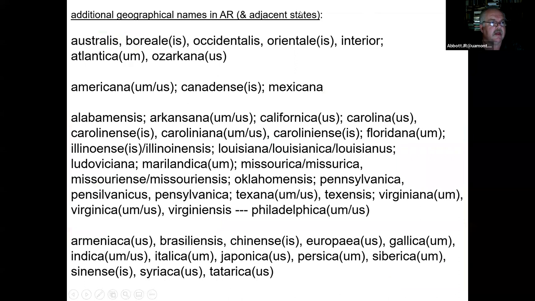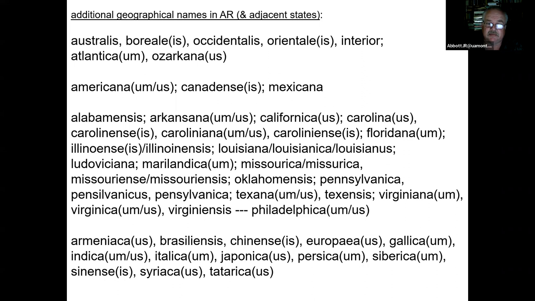And so in Arkansas, there's a lot of geographical names that get used. And if you have any questions about these, you want to have fun with these, these are the most commonly used geographical names in Eastern North America for the plants that we have in Arkansas. So I went through all the names in Arkansas and tried to figure out what were the geographical names that were used. There's lots and lots of geographical names out there.